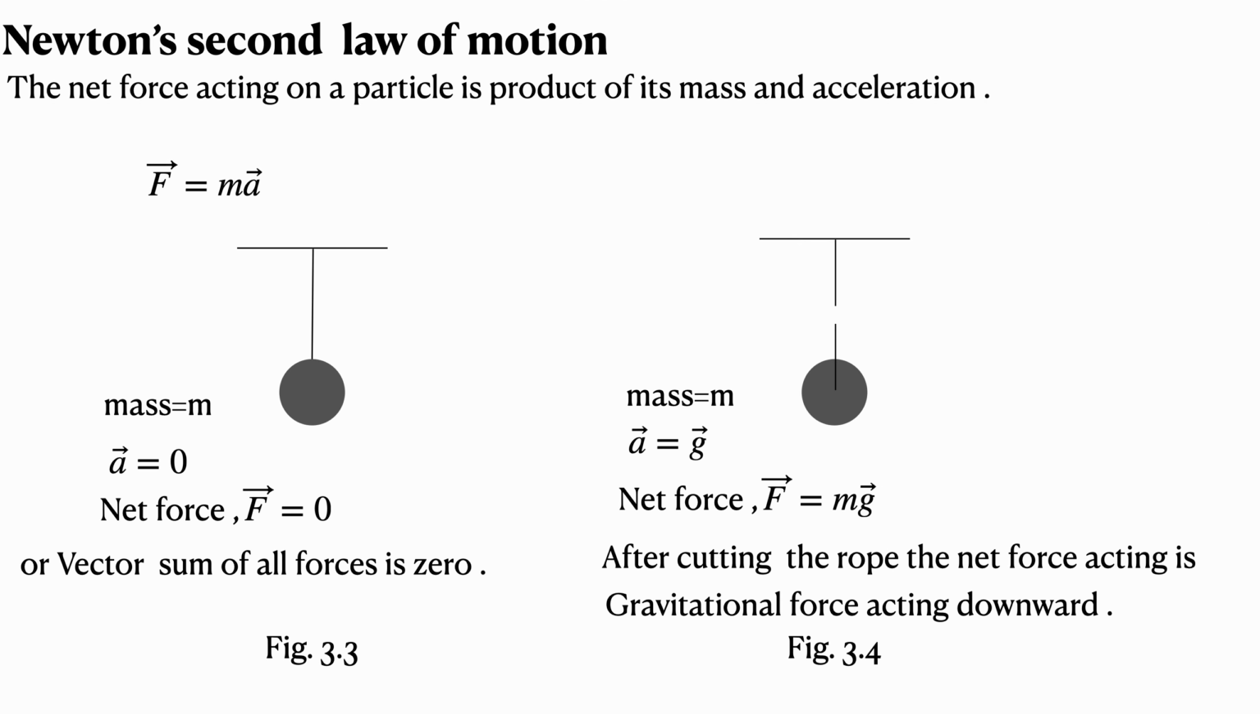Newton's second law of motion. The net force acting on a particle is the product of its mass and acceleration. Mathematically, we can write that the vector force equals mass times vector acceleration. In figure 3.3, a mass block is tied to a fixed support by a light rope. The acceleration of the mass is 0, so we can say that the net force acting on the mass is 0. In figure 3.4, the rope is cut and the mass starts falling with acceleration due to gravity g. So we can obtain its net force F equals m times vector g.